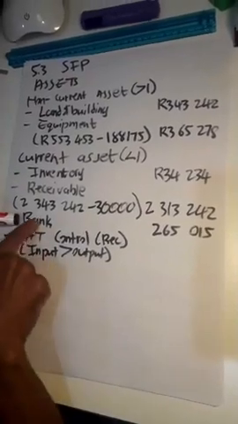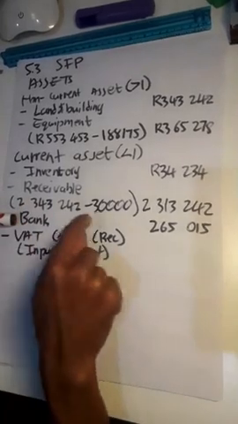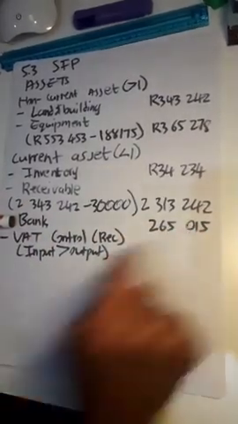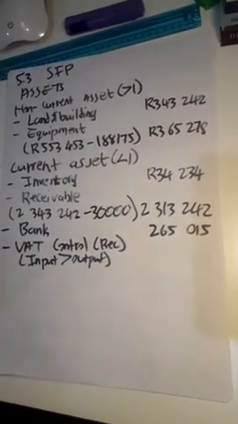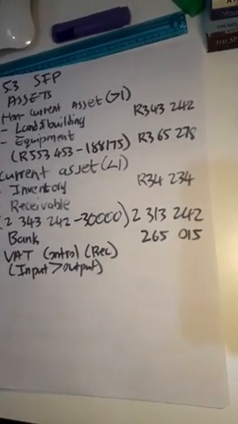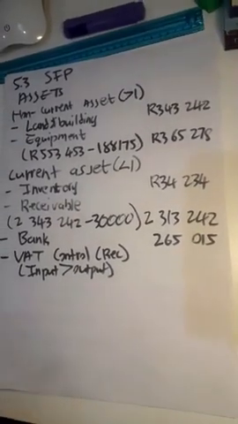And then I can ask you here, what if I have a bank balance on the credit side as 265,015 on the credit side? Remember, on the credit side, not on the debit side. And then I give you options. Is it an asset? Is it equity? Is it liability? And then the fact that it's on the credit side, it's bank overdraft.